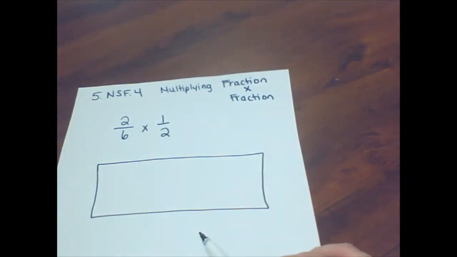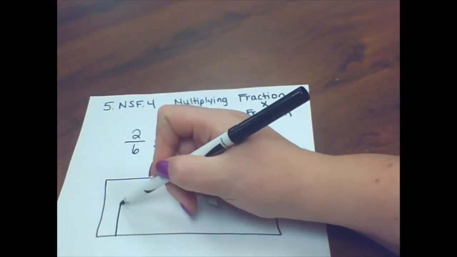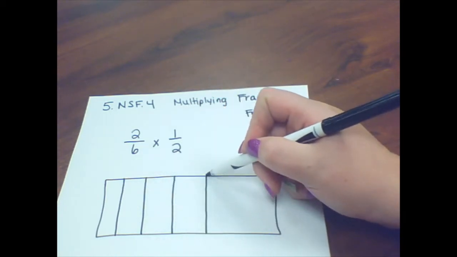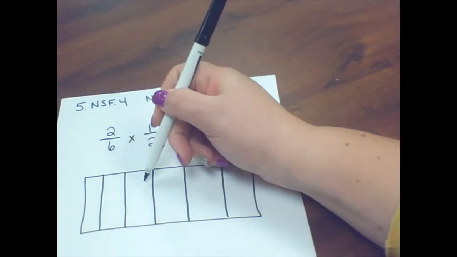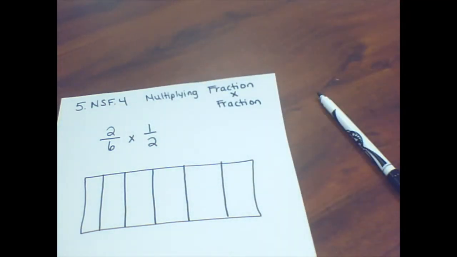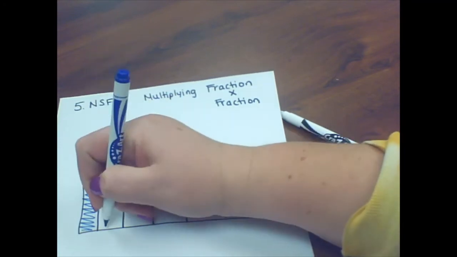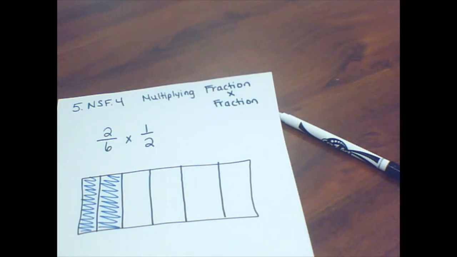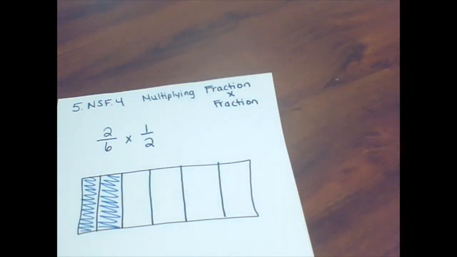Okay? I'm going to split this area model 6 ways. Okay? 1, 2, 3, 4, 5, 6. I'm going to shade 2 of them. So right now I have an area model that shows 2/6.